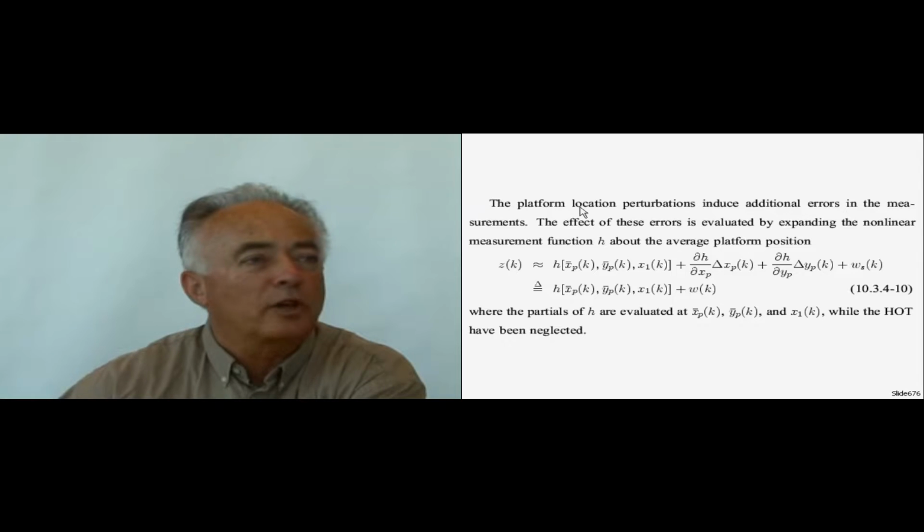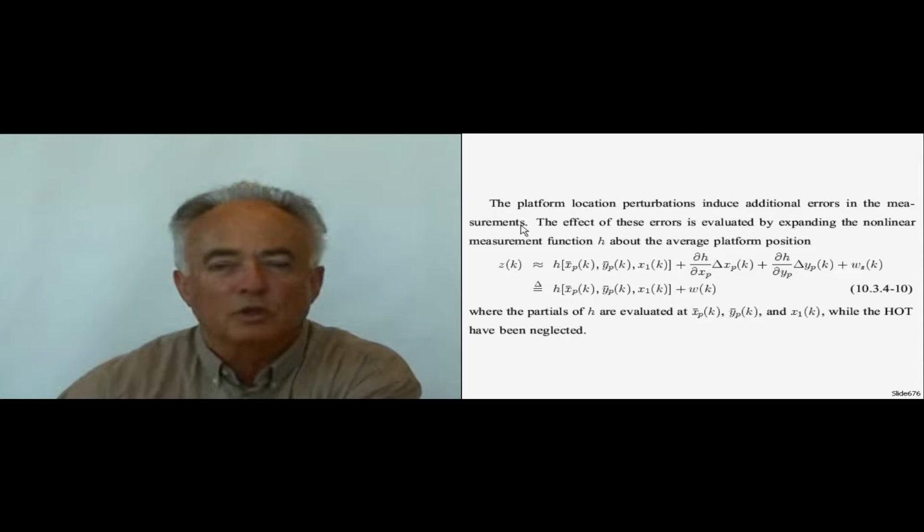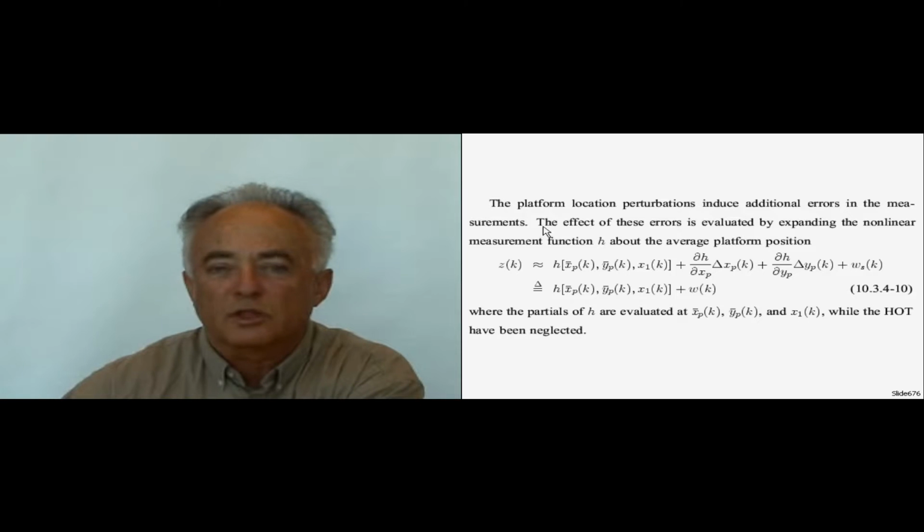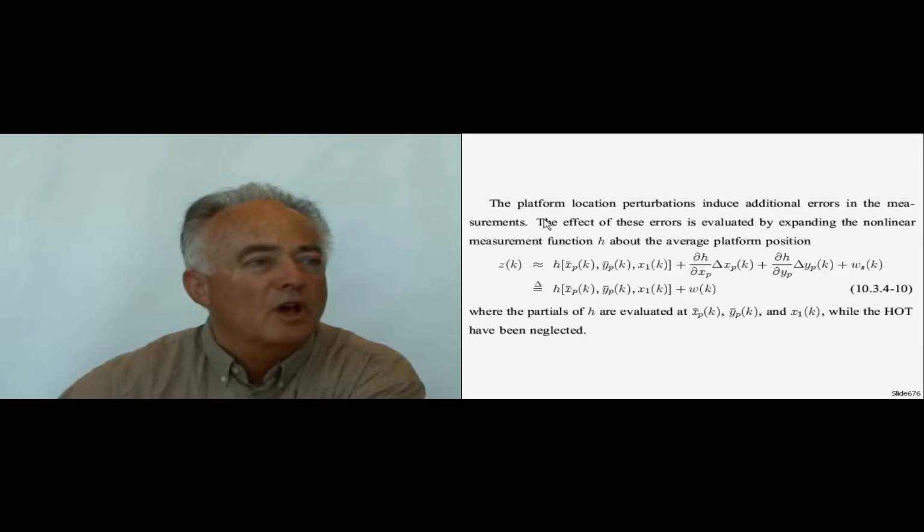The platform location perturbations will induce additional error in the measurements because we don't know where the platform is. So we have two sources of measurement errors: one, the measurement noise; the other, the platform location errors. How do we evaluate the effect of these errors?